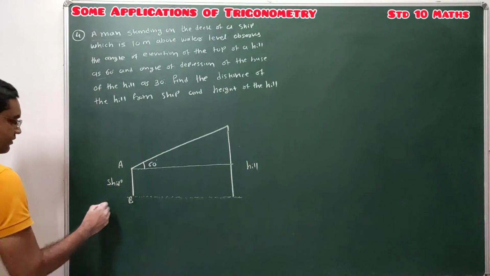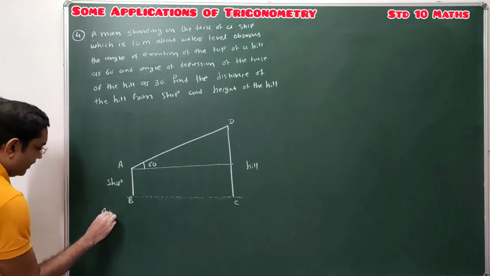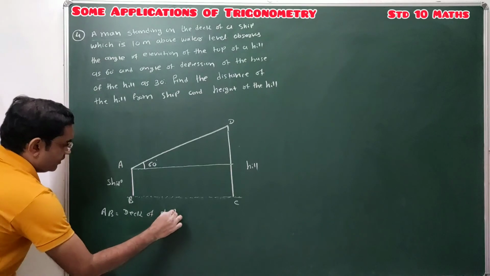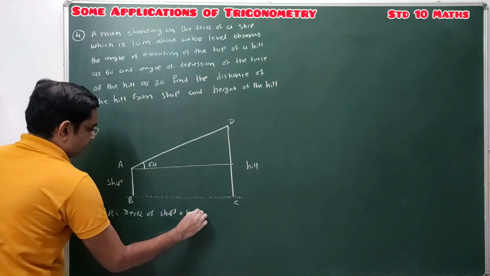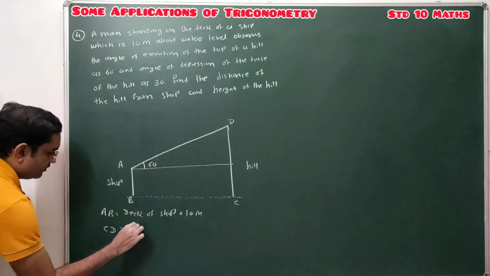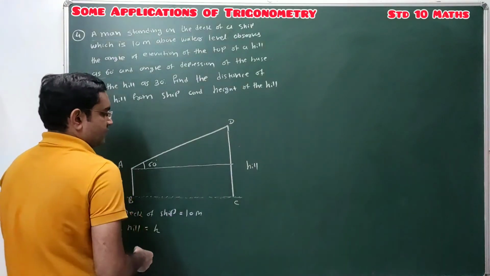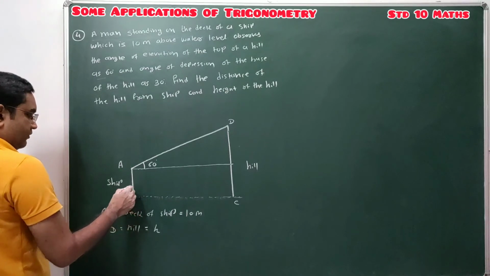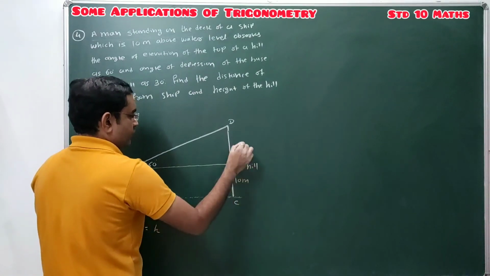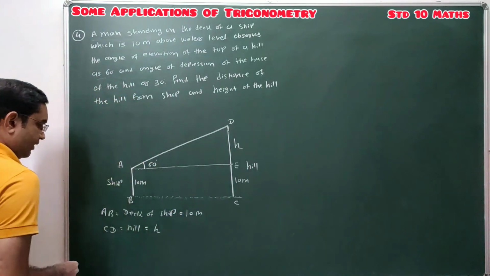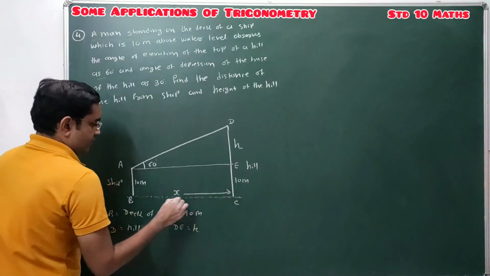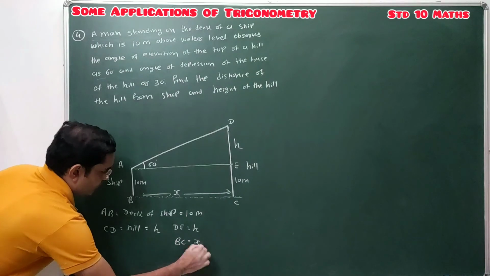Say this one is AB and the hill is CD. AB is the deck of the ship, whose height is 10 meters, and the hill CD's height is not given. So let's assume it's H. The height of the ship is AB, which is 10 meters, so this height EC is also 10 meters. Suppose DE is equal to H, and the distance between the hill and this ship is X meters. So BC is X meters.